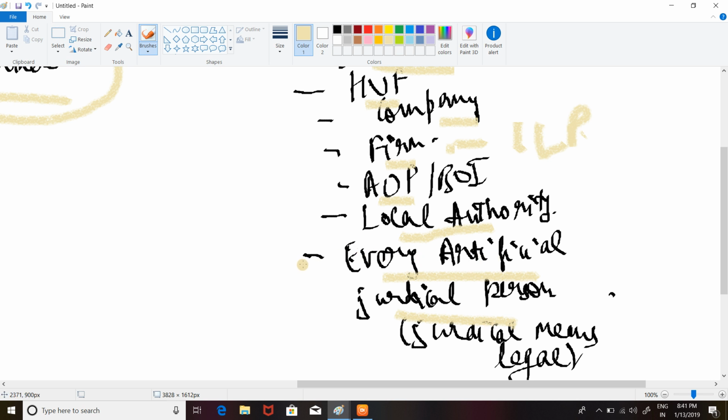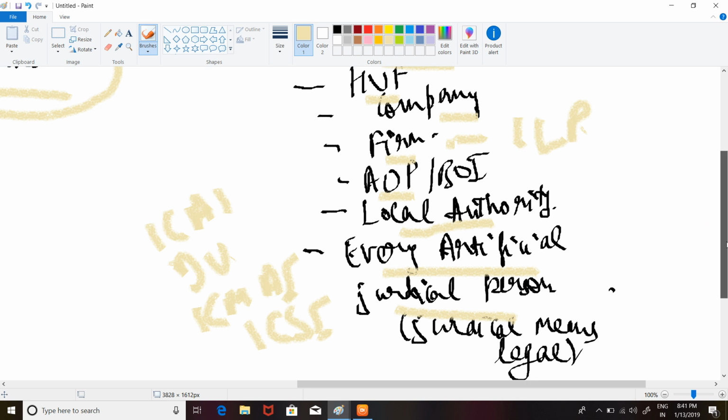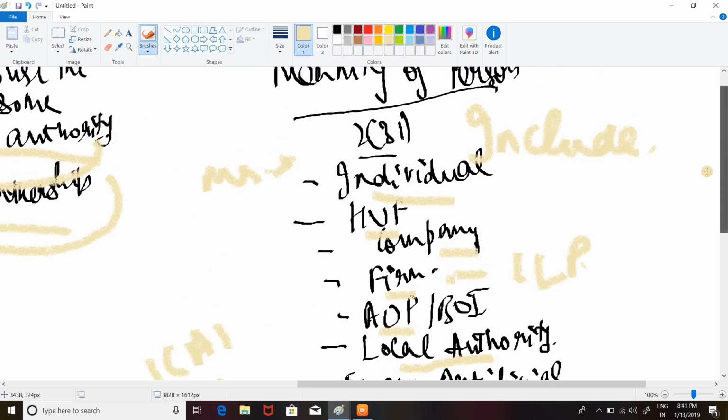For example, ICAI, the Institute of Chartered Accountants of India, Delhi University, ICMA, the Institute of Cost Accountants of India, and ICSI, the Institute of Company Secretaries of India, such persons. The definition is complete. If it is a direct question in the paper, define the meaning of a person, then you should start like this.